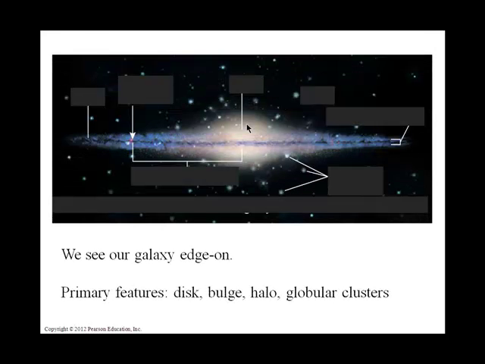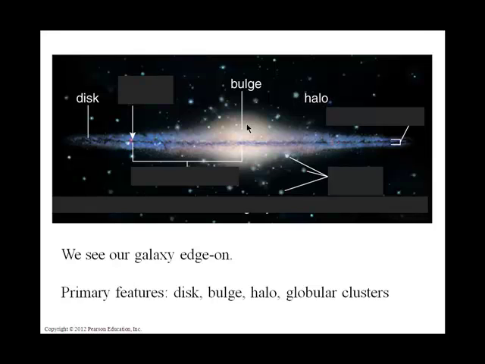So our galaxy is a type of galaxy we'll learn in the next chapter called a spiral galaxy. Specifically, we think it's a barred spiral galaxy. But spirals and barred spiral galaxies have a disk component, and we have a bulge component. And we'll talk more about this in chapter 14, that in the center of our Milky Way galaxy actually is a black hole, a supermassive black hole.